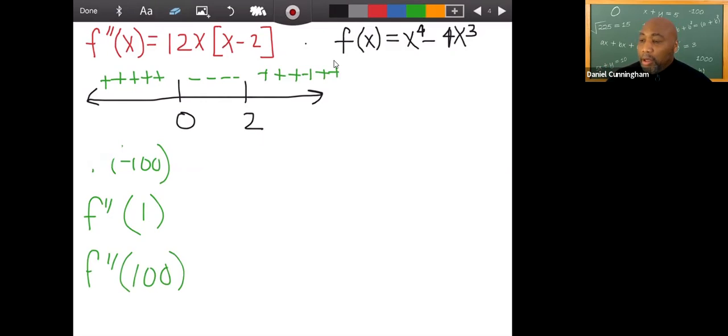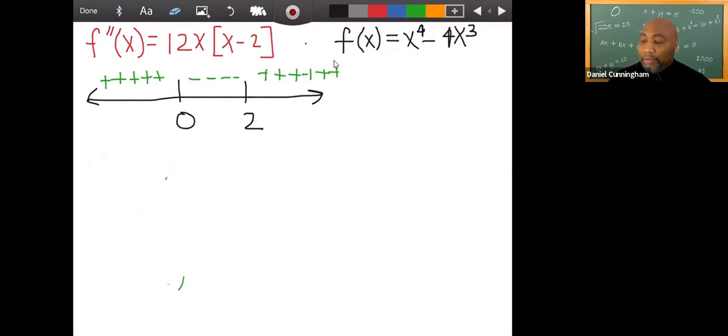So this is in the second derivative. What this is telling me right now is that this region, since it's all positive, is going to be concave up. It's going to be concave up, concave downward, concave up. Now we found our concavity.